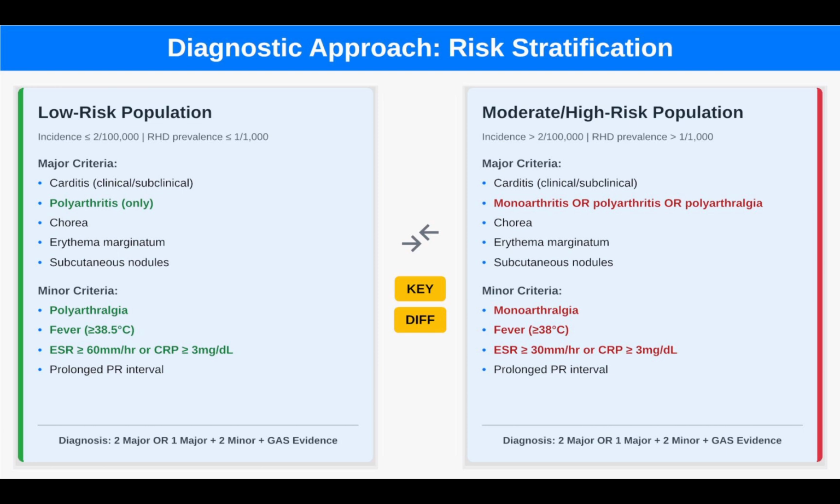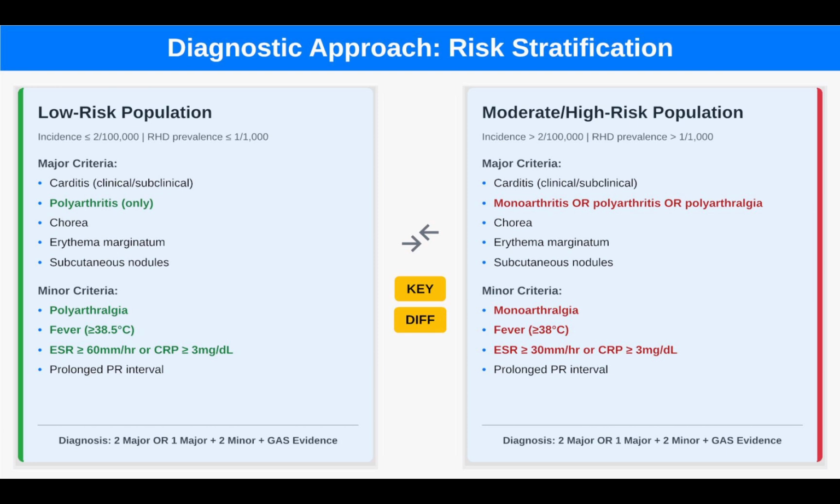In such settings, the diagnostic bar is higher. For major arthritis, only polyarthritis counts. For minor arthralgia, only polyarthralgia is considered. Fever needs to be higher, more than 38.5 degrees Celsius, and ESR must be more than 60 mm per hour or CRP higher, more than 3 mg per deciliter.